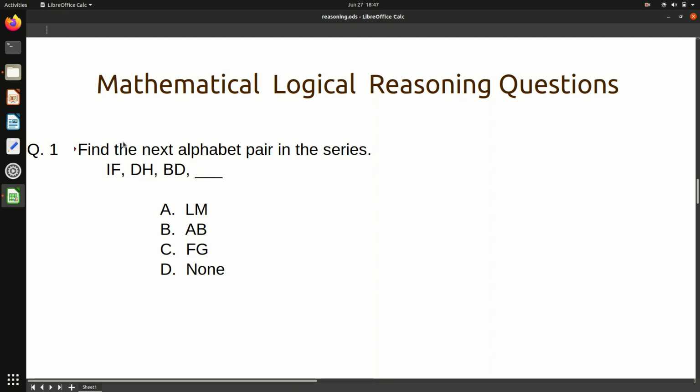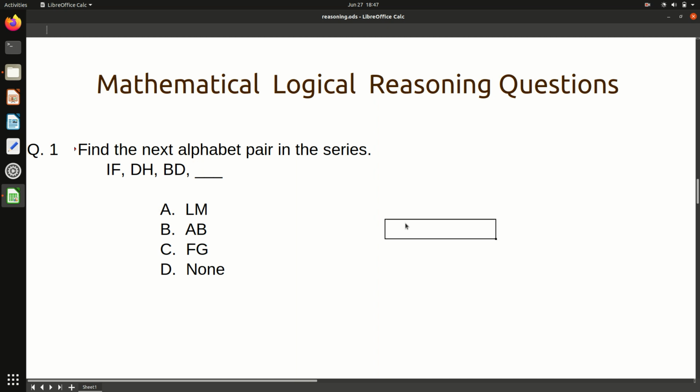So in this video, we will discuss some previous year logical reasoning questions asked in Infosys. We will discuss some questions and also some shortcuts and different formulas which will save your time and help us solve the questions very quickly. Okay, so let us start.